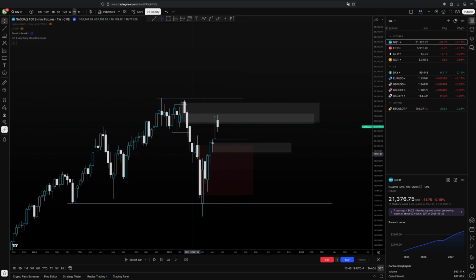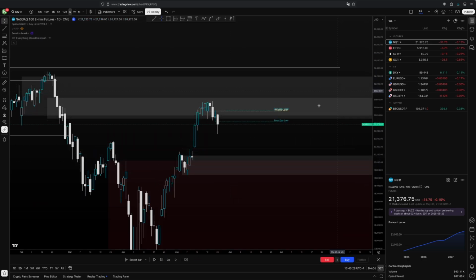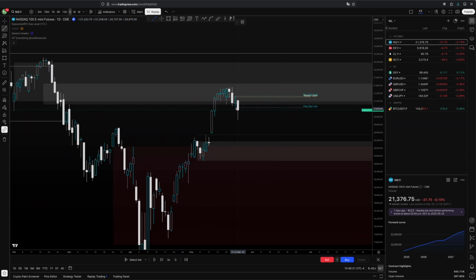Remember, price can't just expand all in one go, right? It always has to have some sort of retracement to accumulate more positions before expanding higher. If you go down to the daily, the reason why I said a lot of you guys would think this is a reversal is because look what you have here.